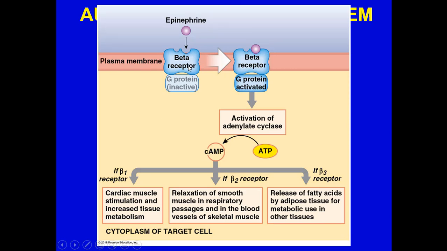If you have epinephrine and it binds to the beta receptor, you activate the G protein, activation of adenyl cyclase. This is going to make cyclic AMP. And if cyclic AMP is made, then it depends on whether you have beta 1, beta 2, or beta 3. Beta 3 is the biggie when it comes to dealing with, excuse me, fatty acids and adipose tissue. Okay?